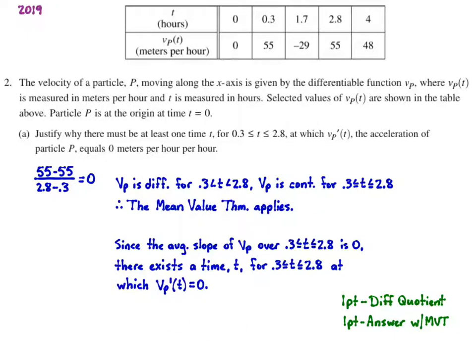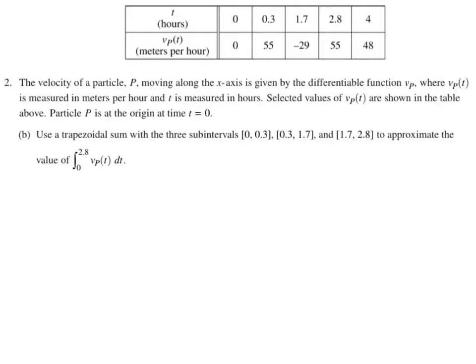All right, for part B, it says use a trapezoidal sum with 3 subintervals indicated here, so that's kind of nice, to approximate the integral from 0 to 2.8 of V sub P of t dt. So we're looking for a trapezoidal sum. So remember, the area of a trapezoid is 1/2 base 1 plus base 2 times height. And so our first interval, we would say is 1/2 of, oh, I didn't put any pauses in here, I'm sorry.